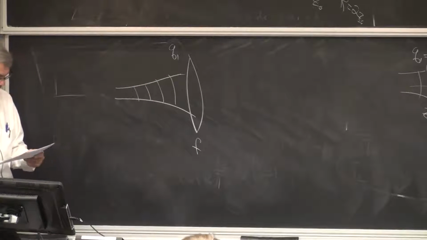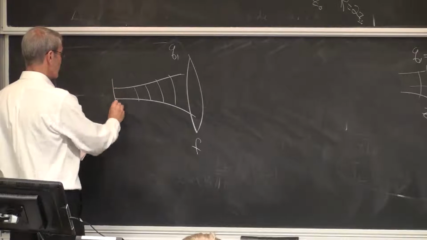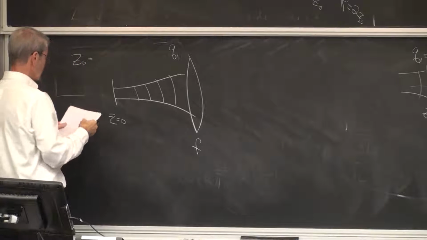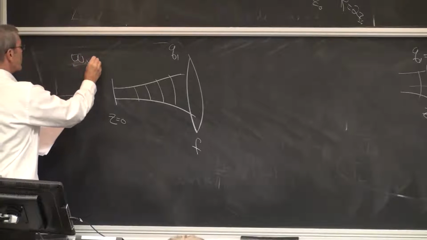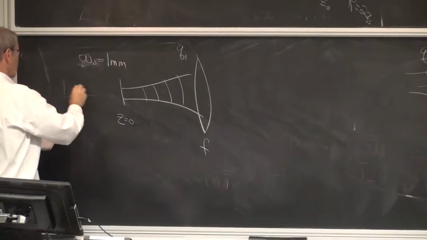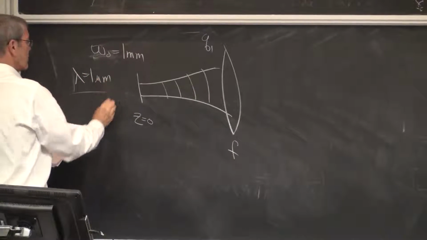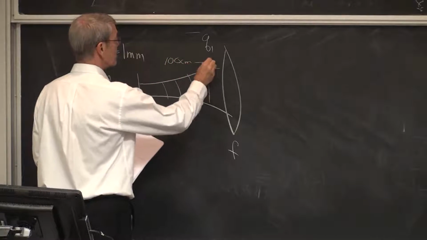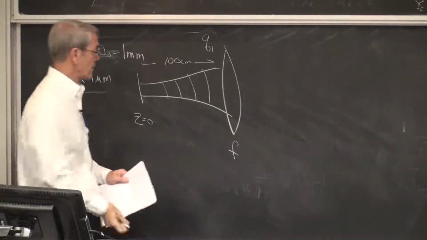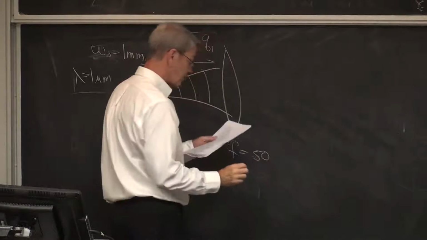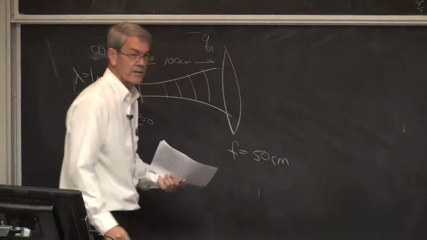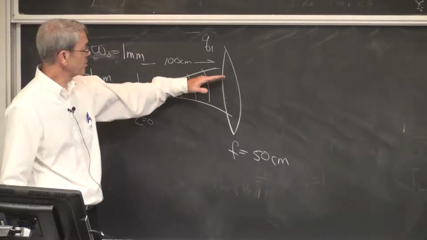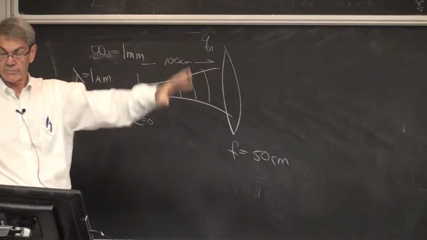Let's see. Well, I got a good example here. Let's say I've got Z naught here. Here's Z equals 0. And omega naught equals 1 millimeter. Lambda equals 1 micron. There's Z equals 0. I'm going to go 100 centimeters. I'm going to hit a lens. I'm going to let the lens be a 50 centimeter focal length. And I want to know what happens to the beam. So I've got a waist. It's cruising along. Hits a lens. It's going to focus. Let's see what happens.